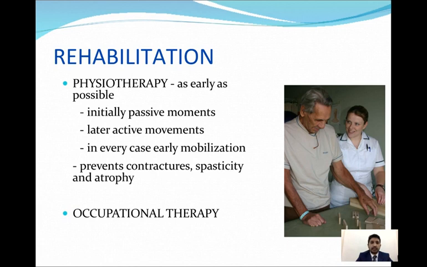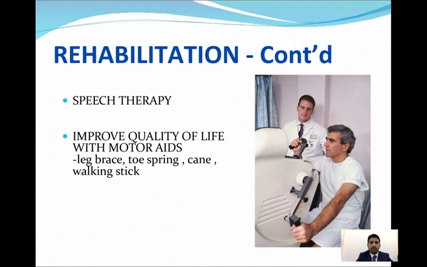Rehabilitation. This is a very important point, and in this regard we are lagging behind in Pakistan. There are no rehabilitation centers. The rehabilitation centers are designed to rehabilitate the patient so they can go back home and live independently without a lot of disability. Initially there is passive physiotherapy, then in later stages active physiotherapy is done. Occupational therapy is another approach. Speech therapy for the patients who have dysphagia. These are the approaches that will improve the quality of life.